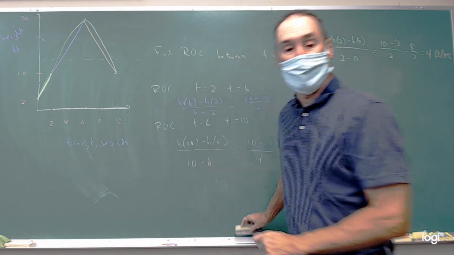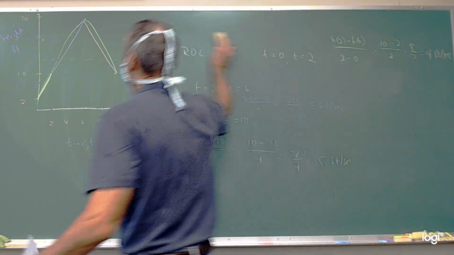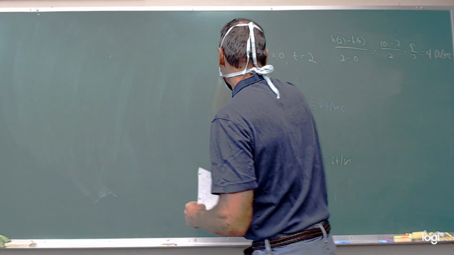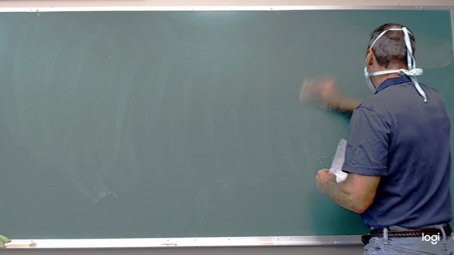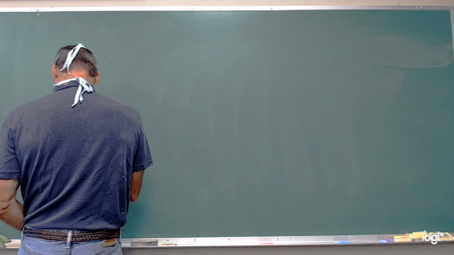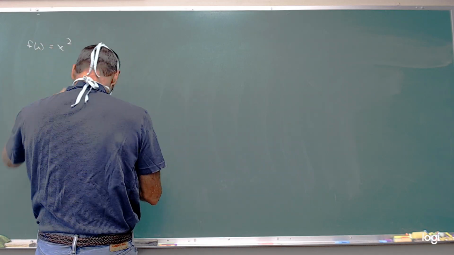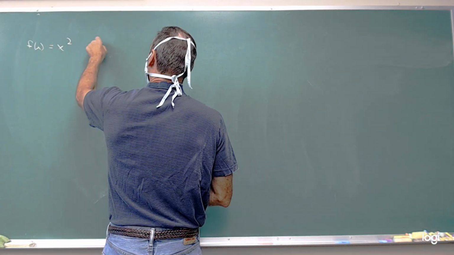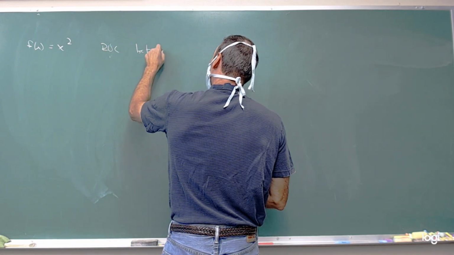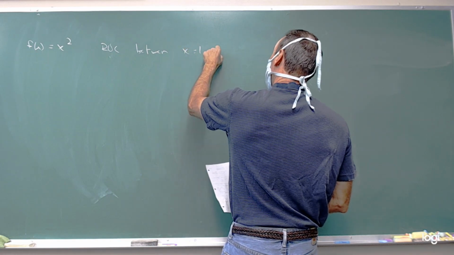Pace yourself. Okay, so let's talk about function notation. So we're going to do this now with our function given as an equation, and talk about rate of change, average rate of change there. So let's say that f of x is going to be x squared. And let's find the average rate of change between, let's say, x equals 1 and x equals 3.